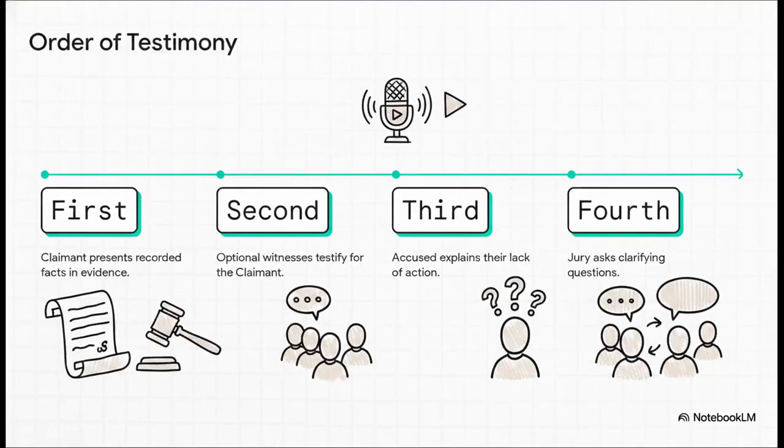Once the justice calls the court to order and hits record, the trial follows a really strict order of operations. First up, the claimant, that's our landowner, speaks and presents recorded facts, simply because the burden of proof is on them. Next, any optional witnesses can step up to testify. After that, the accused, our renter, gets to speak and explain their actions and the overall circumstances they're facing.